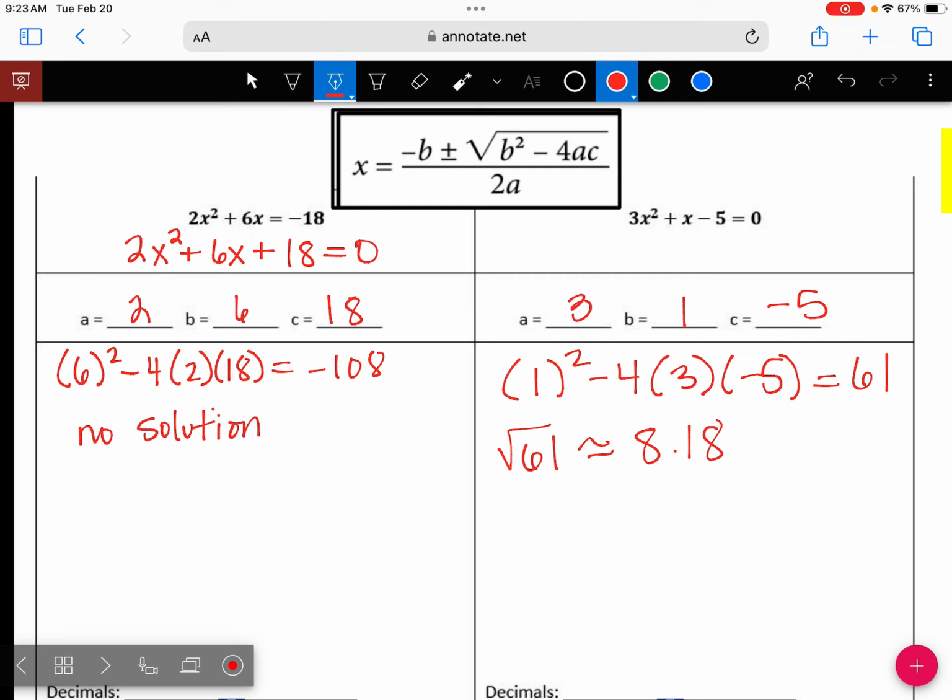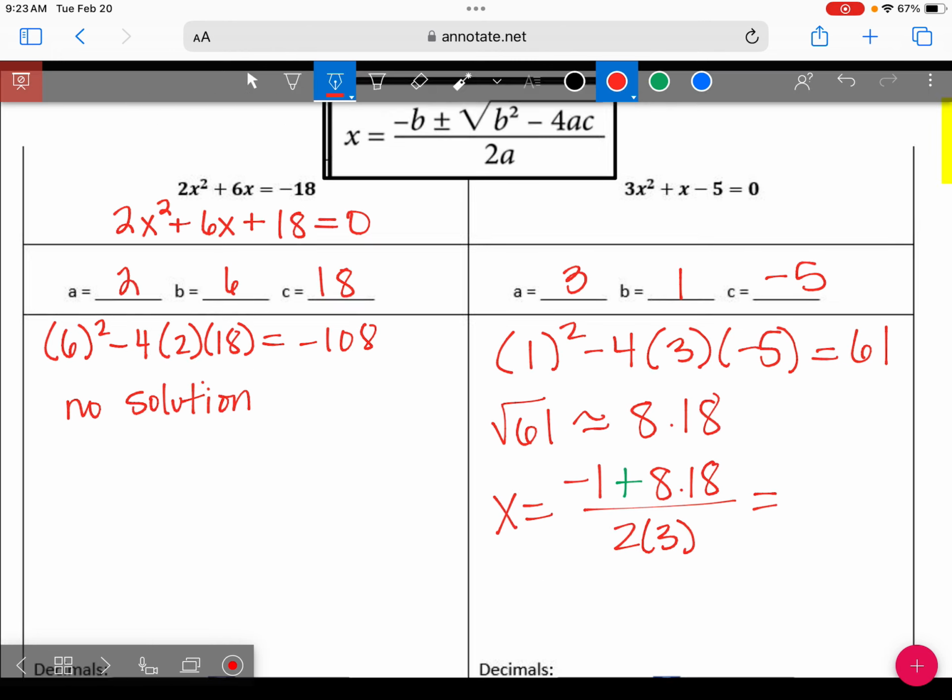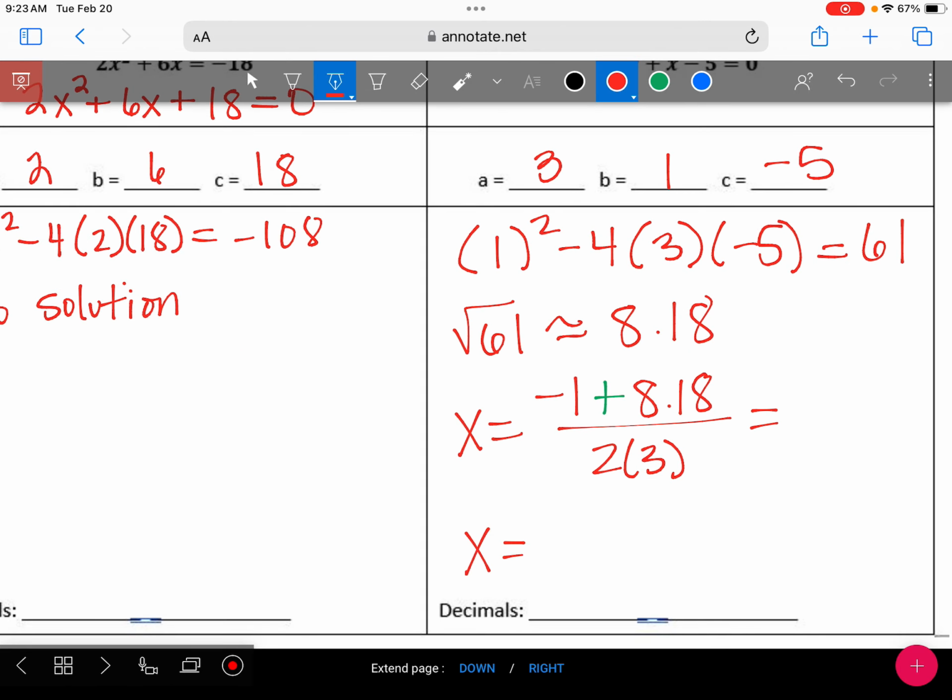So my first answer would be x equals, and then you just take the opposite of B. So because that's a 1, I'm going to put negative 1 plus 8.18 divided by 2 times 3. Type that in your calculator just like that. And then do it again, except the second time you're going to subtract. So go ahead and type both of those in your calculators and you are finished. That is your 2 answers.